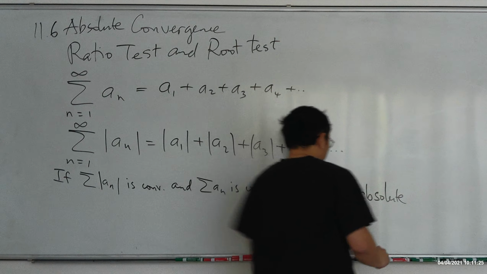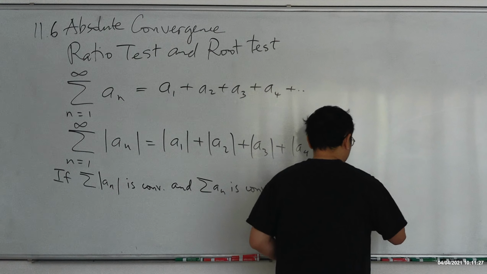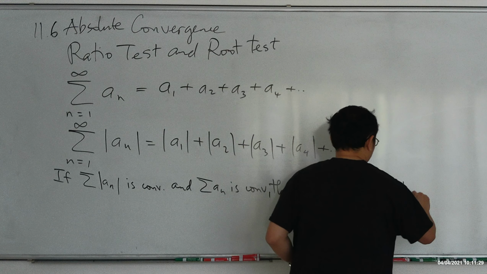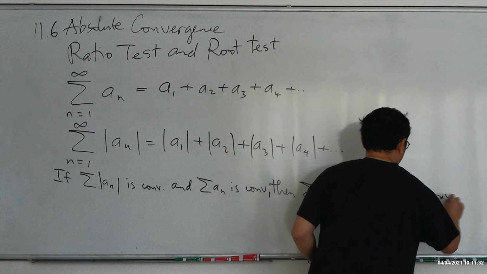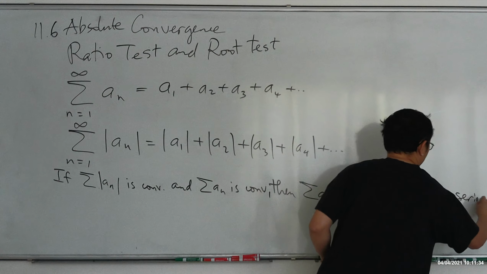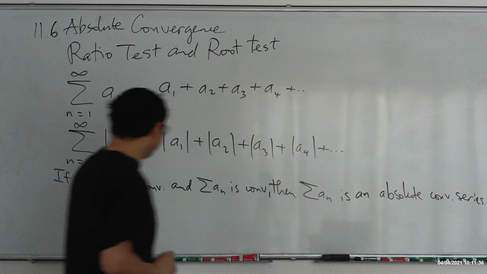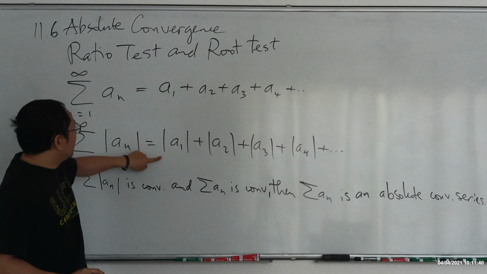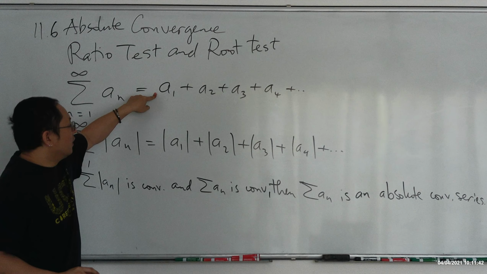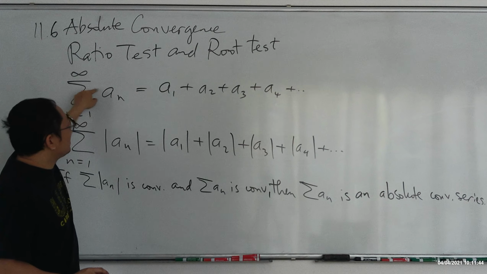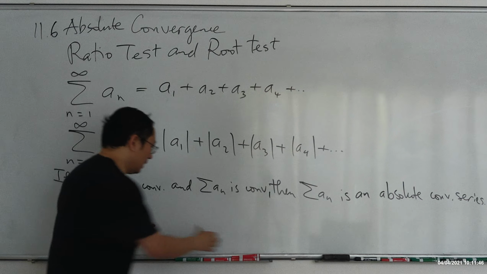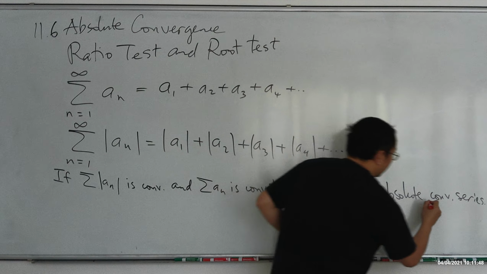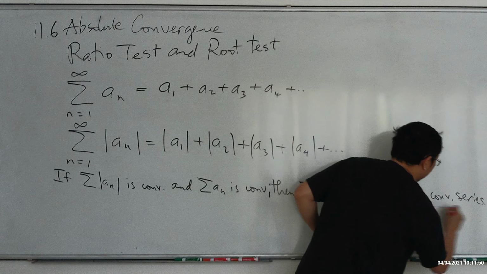Okay, so if the absolute value series converges and the original series converges, then we say that the original series is absolutely convergent. So highlight this. Absolute convergence.